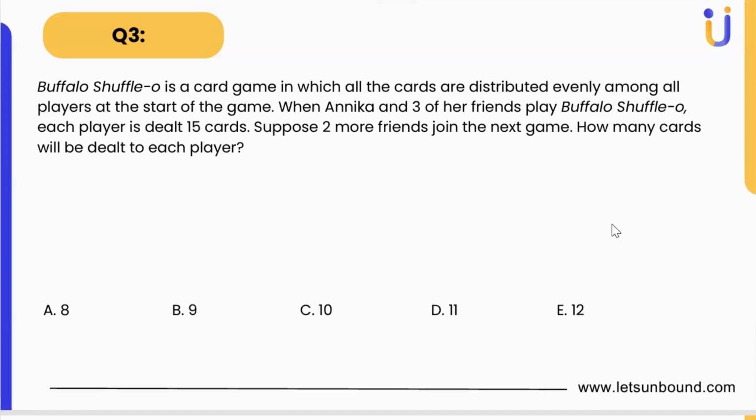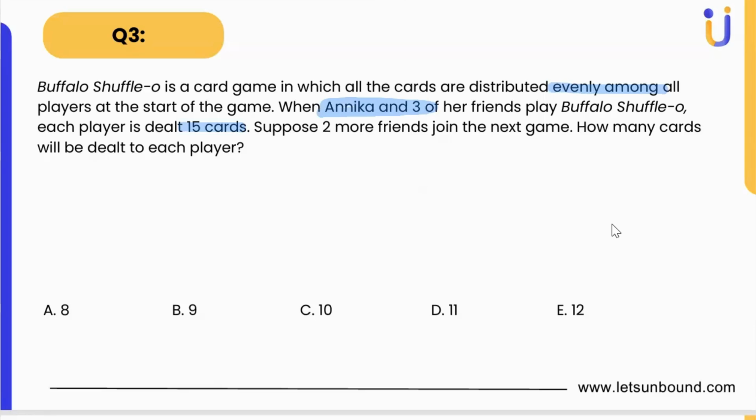So something to read effectively in this question is that there's a card game being played where Anika and three of her friends, which means in total there are four people playing the game. And when the cards are distributed evenly, it means that they are distributed equally among all of them. We can see that each person gets 15 cards.